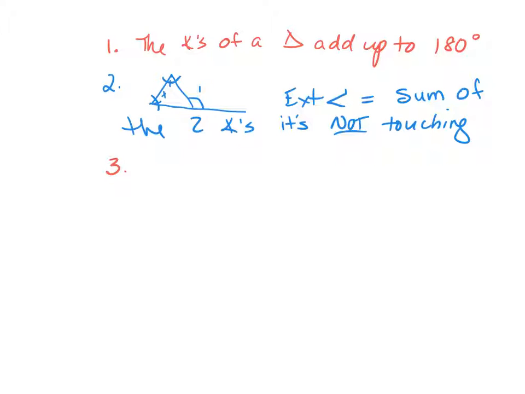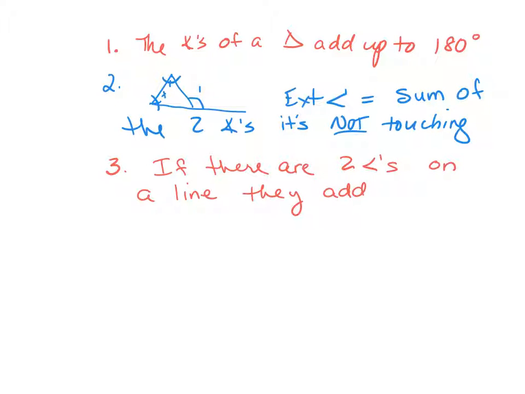Let's think about that. If there are two angles on a line, they add up to what? Up to 180. Meaning, if I have that same picture from before, this guy here plus this guy here equals 180, okay? They're on a straight line. So you're going to need that. That's going to come up in these pictures.